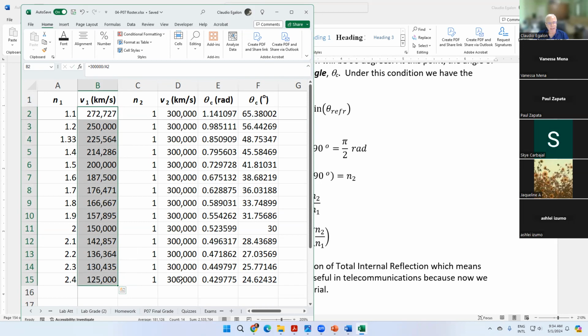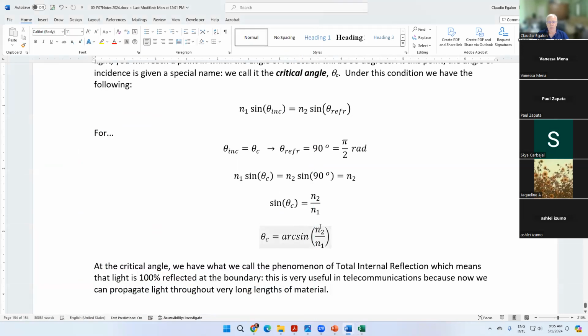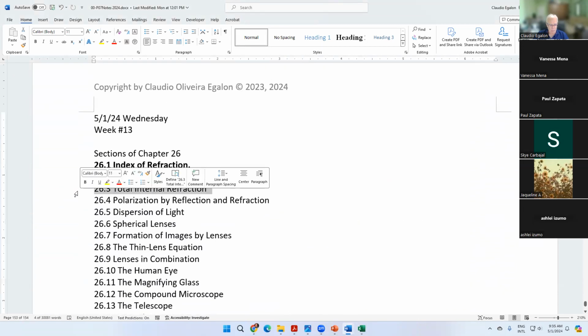The speed of the light in the medium. In water, the speed of the light is 225,000 kilometers per second. In this plastic fiber of mine, with a refractive index of 1.5, the speed of the light is 200,000 kilometers per second. And in the air, it's going to be 300,000 kilometers per second. So we are done with total internal reflection.